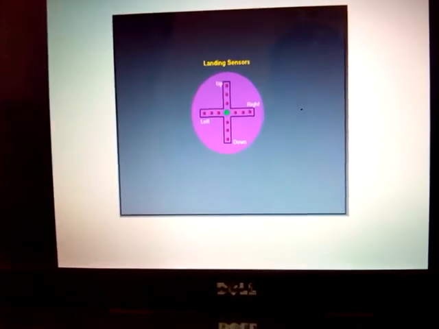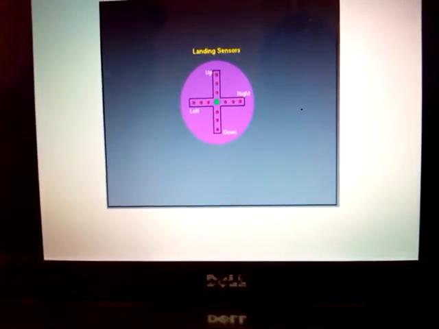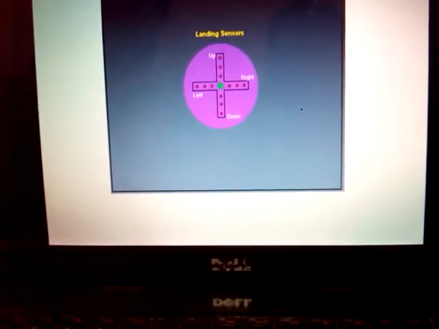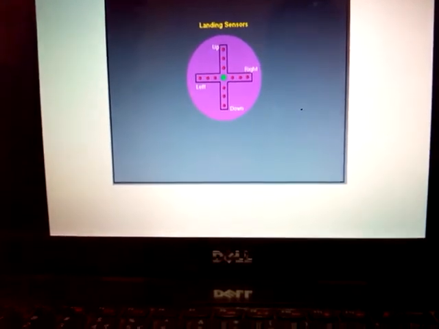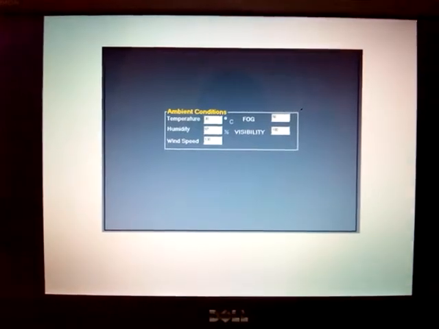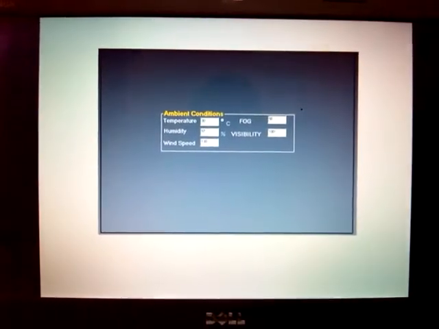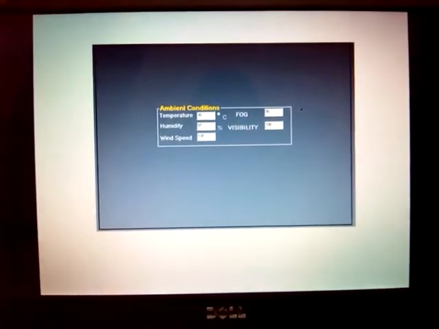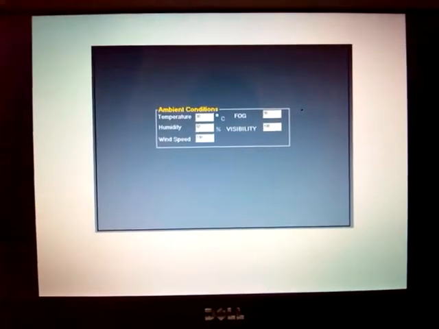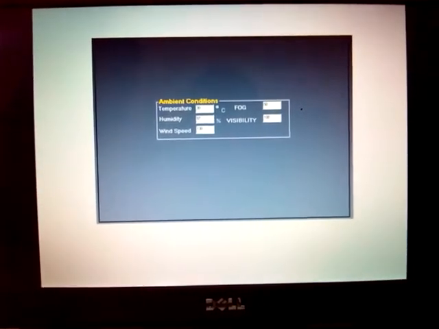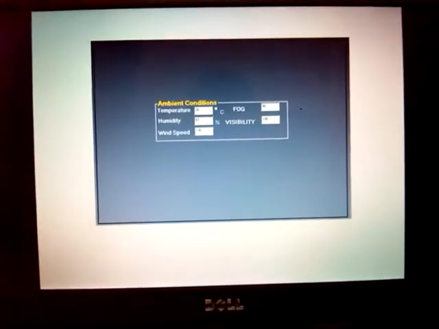These four, up, down, left, right, indicate the aircraft lever. When the aircraft lever is moved upwards, this sensor will detect the upward direction and show it here using Visual Basic. These are the ambient conditions, where the meteorology department will do this process. We have separate sensors for each ambient condition like temperature, humidity, wind speed, fog, and visibility, where each sensor will detect the values, and these values are noted in this Visual Basic.